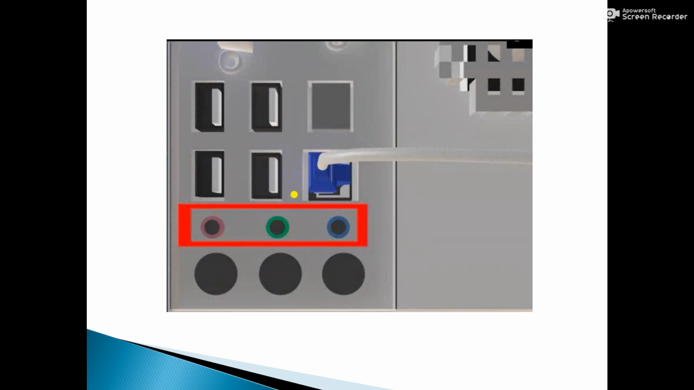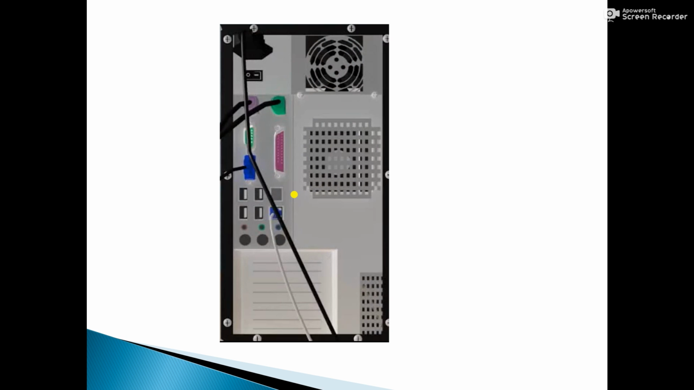These are the audio jacks. The port in pink is used for connecting a microphone. The port in blue is used for connecting line in, for example, radio or a tape player. The port in green is used for connecting headphone or speaker or a line out. After connecting all the devices, it will look like this.